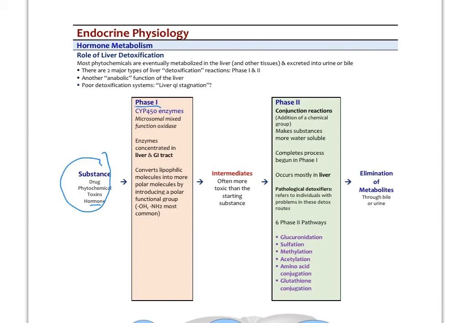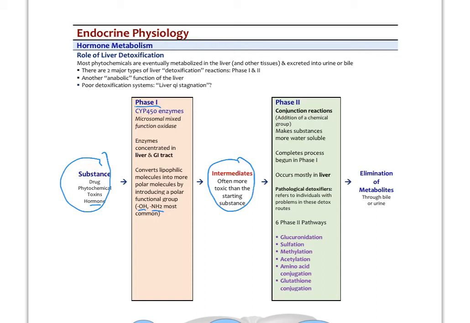These are usually found in the endoplasmic reticulum or different parts of the cytoplasm. They essentially convert lipophilic molecules into more polar molecules, essentially by introducing a hydroxyl or an amine group. So that's going to create an intermediate. Unfortunately, the intermediates are often more toxic than the starting substances. So I'll show you, for example, what happens to Tylenol, paracetamol or acetaminophen, and how the intermediate is actually more toxic than the original starting compound.